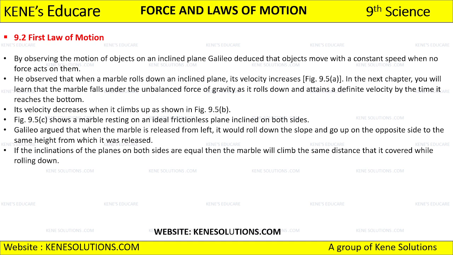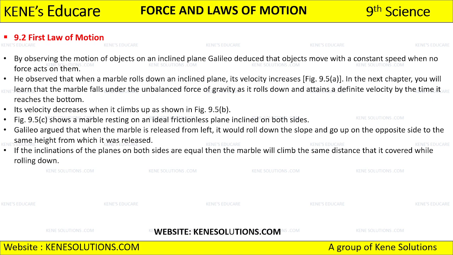From the motion of an object on an inclined plane, Galileo deduced that objects move with a constant speed when no force acts on them. Suppose the object doesn't have any force on it; at that time Galileo deduced that objects are going to move with a constant speed. Inclined means it's going to be slippery, right? So if it is inclined, the object is going to move because it's slanted and slippery as well. So it's going to move with a constant speed when no force acts on them.